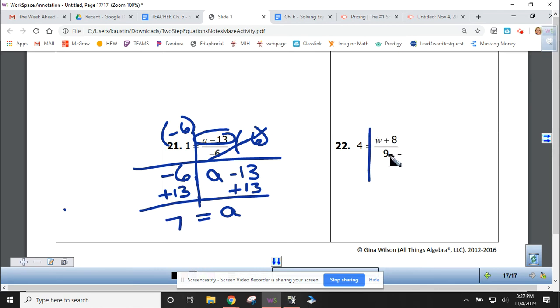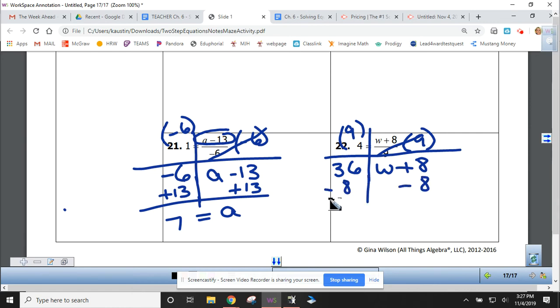And number 22, same process, multiply each side by 9. That cancels that out. I've got 9 times 4 is 36. And I have w plus 8. To get rid of this, I'm going to inverse operation. The plus 8, the opposite is minus 8 from each side. So I've got w equals 36 minus 8 is 28.